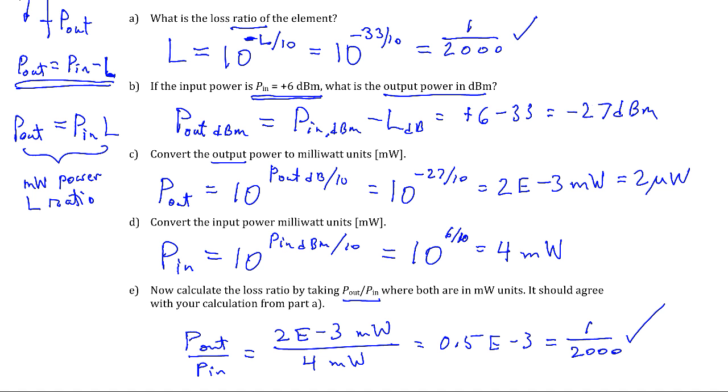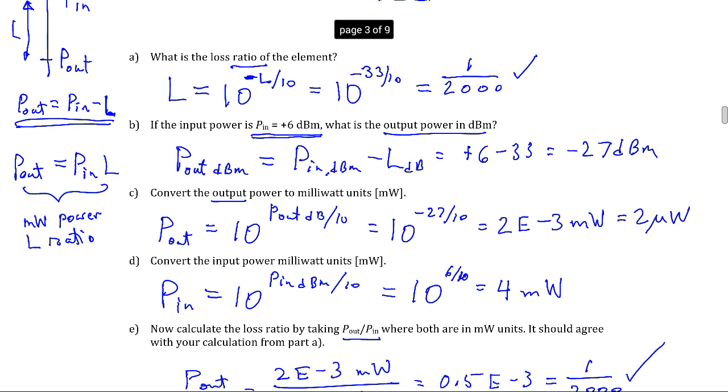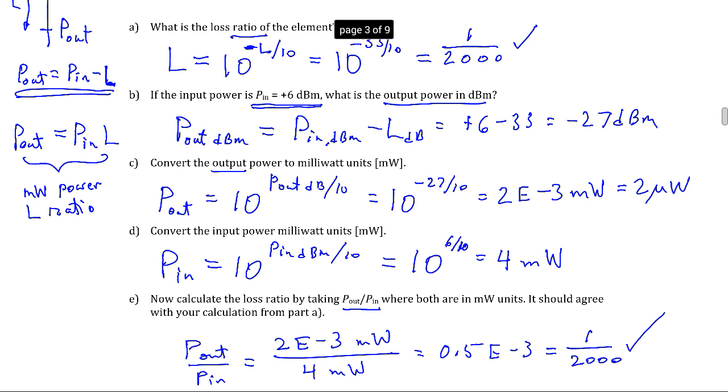Okay, so this is an example where we've done the simple loss budget two different ways, and it works out. And you should be able to do a problem like this to show your understanding of decibel units.